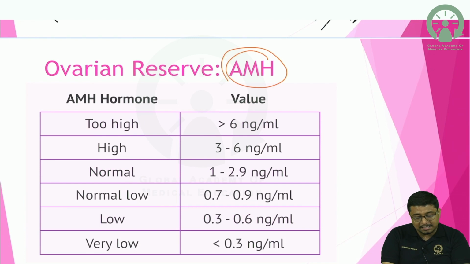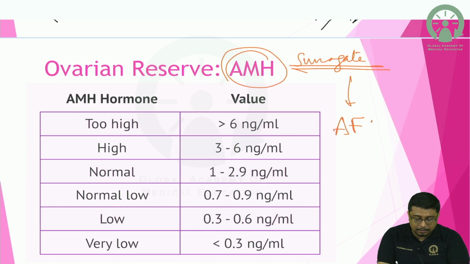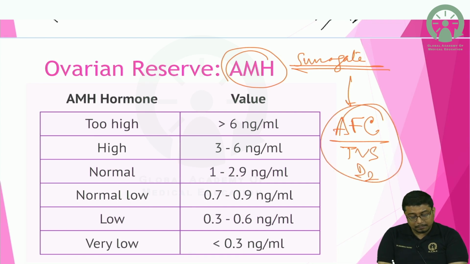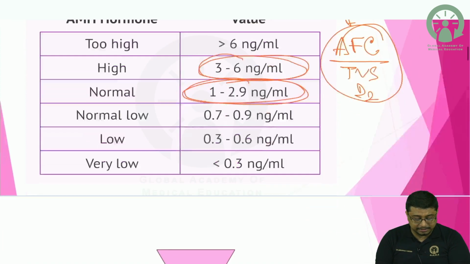So this is AMH. AMH is a surrogate marker for ovarian reserve. And the direct marker is antral follicular count, by doing a day 2 TVS. So this is a direct marker and this is a surrogate marker. So if AMH is less than 1, then it is low. And if AMH is more than 3, then it is high. Remember this much at least.